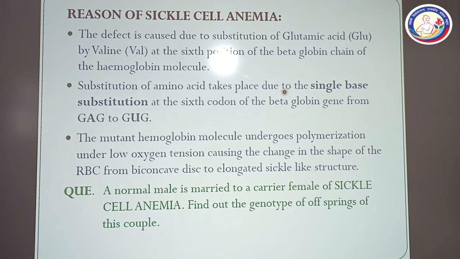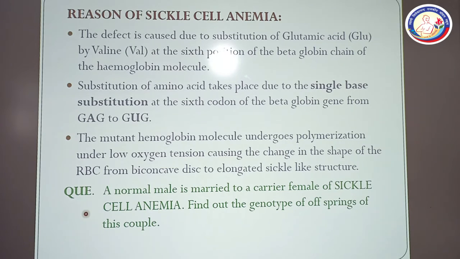Substitution of amino acid takes place due to single base substitution at the sixth codon of the beta globin gene. This is the normal codon on the RNA, GAG, and A is replaced by U, then it becomes GUG. GAG is the code of glutamic acid and GUG is the code of valine. The mutant hemoglobin molecule undergoes polymerization under low oxygen tension, causing the change in the shape of the RBC from biconcave disc to an elongated sickle cell like structure.